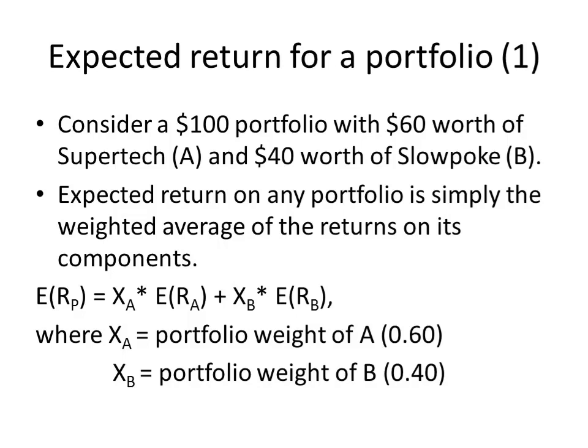Moving forward, let's get the expected return for the portfolio. We merely multiply that portfolio weight for SuperTech times its expected return. And we do the same thing for Slowpoke. We take its portfolio weight, multiply by its expected return.